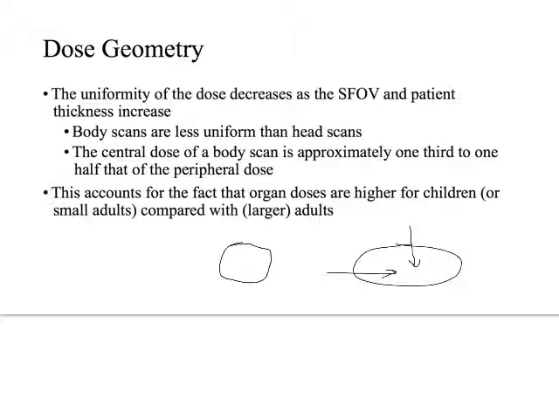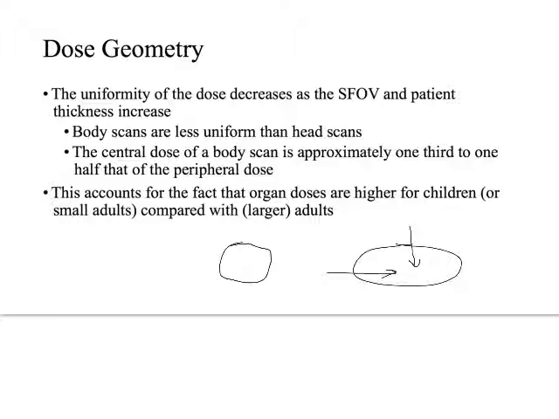As a general rule of thumb, the central dose of a body scan is approximately 1/3 to 1/2 of the peripheral dose. So it's the periphery that's getting the majority of the dose. And that makes sense, right? That makes sense when we think about things like half-value layer and attenuation. As these photons travel through the patient's body, more and more energy is being attenuated until it gets to the center. It's not going to have as much energy as it did at the edge. So there's going to be more dose out there towards the edge.